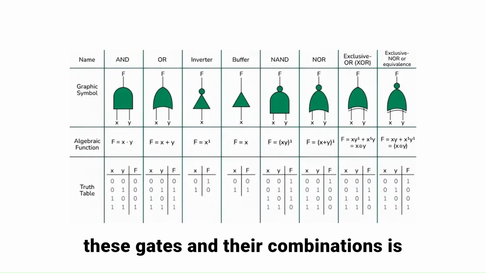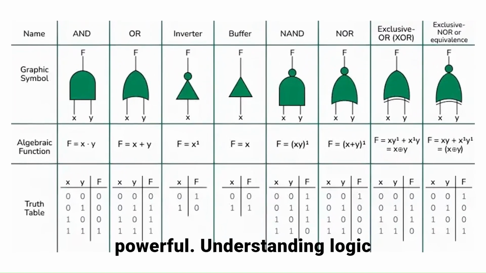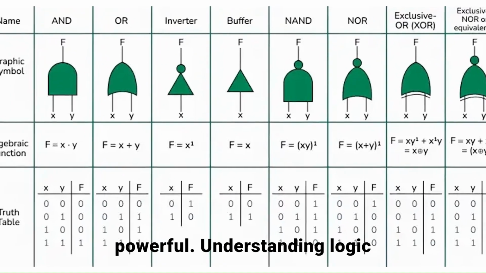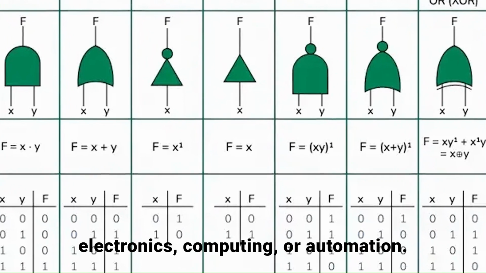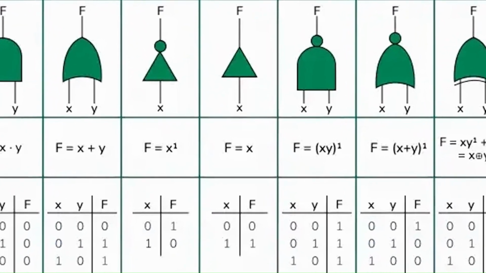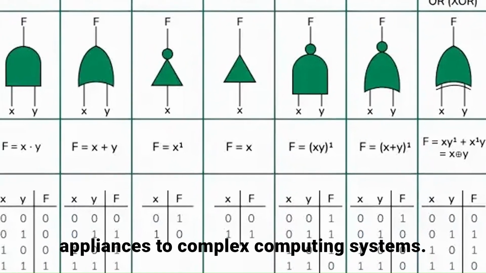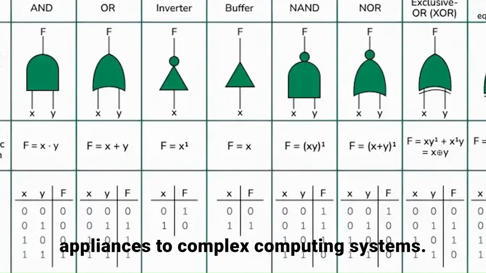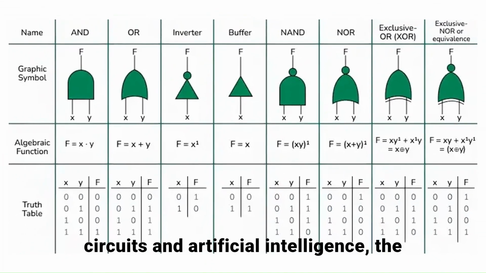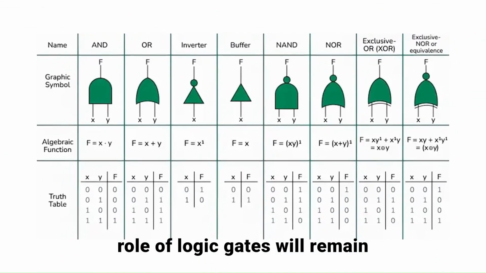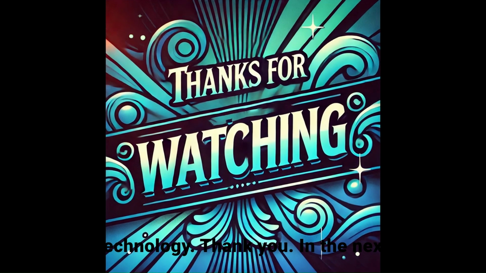The ability to manipulate these gates and their combinations is what makes modern electronic devices so powerful. Understanding logic gates is crucial for anyone interested in electronics, computing, or automation. They form the basis of all digital technology, from simple household appliances to complex computing systems. As we move towards more advanced digital circuits and artificial intelligence, the role of logic gates will remain fundamental in shaping the future of technology.